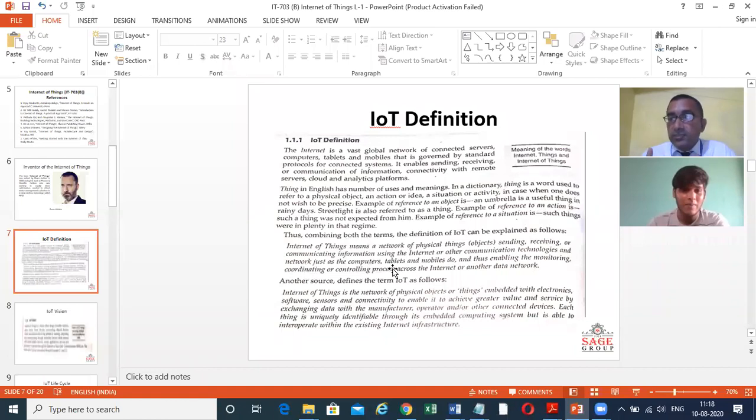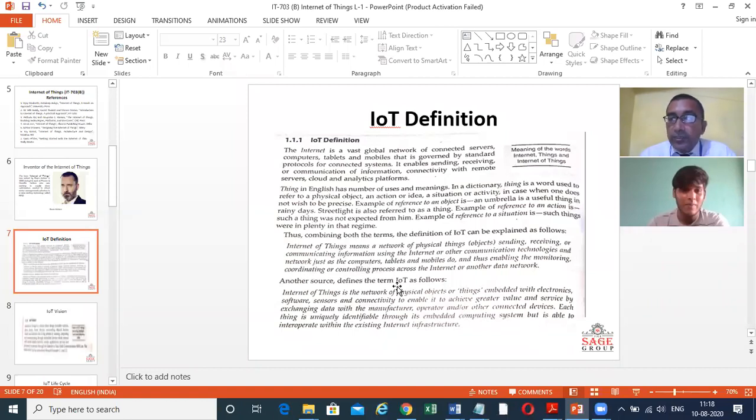We will go in simpler steps. Okay, a street light is referred to as a thing. That is also a thing, because when there is darkness in the street, at that time the street light is the thing. Now, by combining both the terms, the definition of IoT can be explained. This is the definition of IoT based on the internet and the things. We discussed the internet, we discussed the thing. Now I am going to tell you the definition of the Internet of Things.